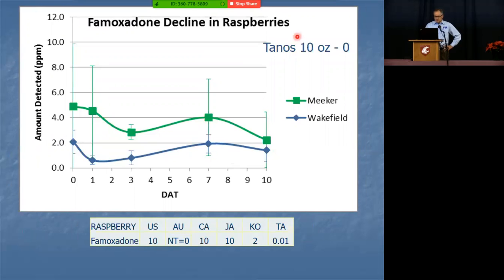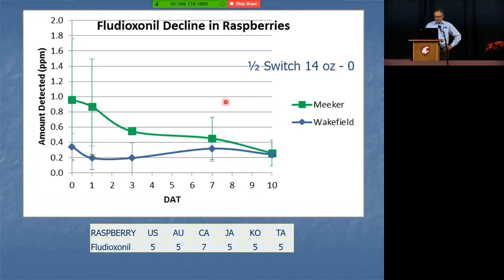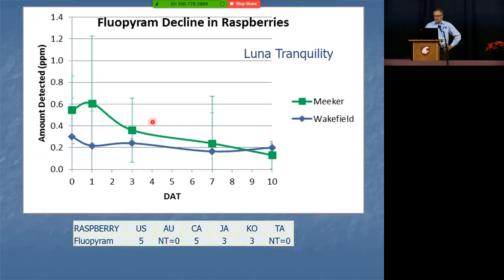Fenhexamid is Tanos. Again, we're well below the 10. I don't know if we'll be able to go into Korea at 2. This is one that hangs around for a long time. Fludioxonil, half of Switch. All of these are similar to the US here, but we're well below all of those. Again, Meeker is higher than Wakefield.